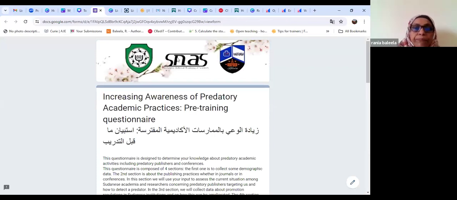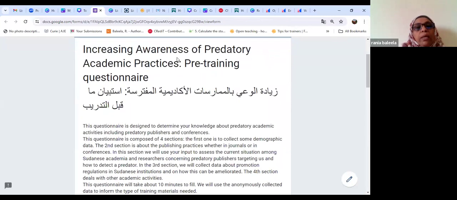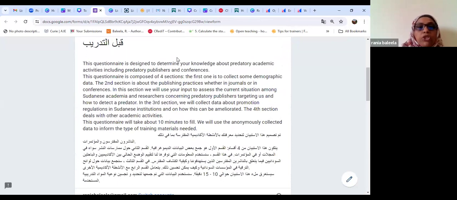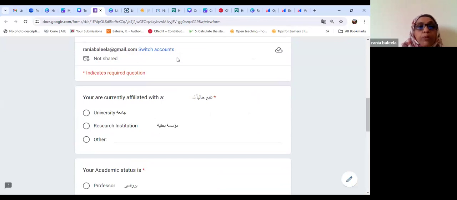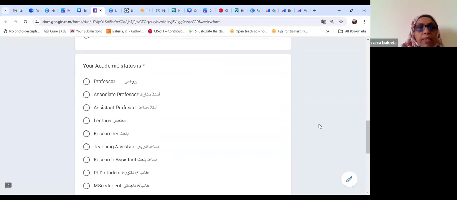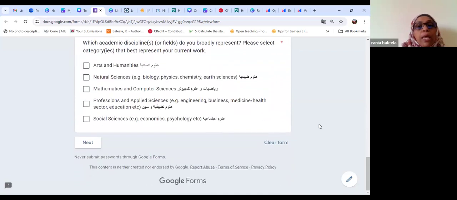Now, what we have done is create three tools. The first one is for you to estimate or detect your knowledge about academic practices. This is a pre-training questionnaire, designed to determine your knowledge, and every section is in English and Arabic because it was developed for people who speak English or Arabic. We also wanted to collect some demographic data at the beginning about academic status, the university you belong to, and your discipline or field. Then, when you go through the form, it's an educative questionnaire. It's not just for us to collect data. It's for you to learn more and understand what predatory activities are.